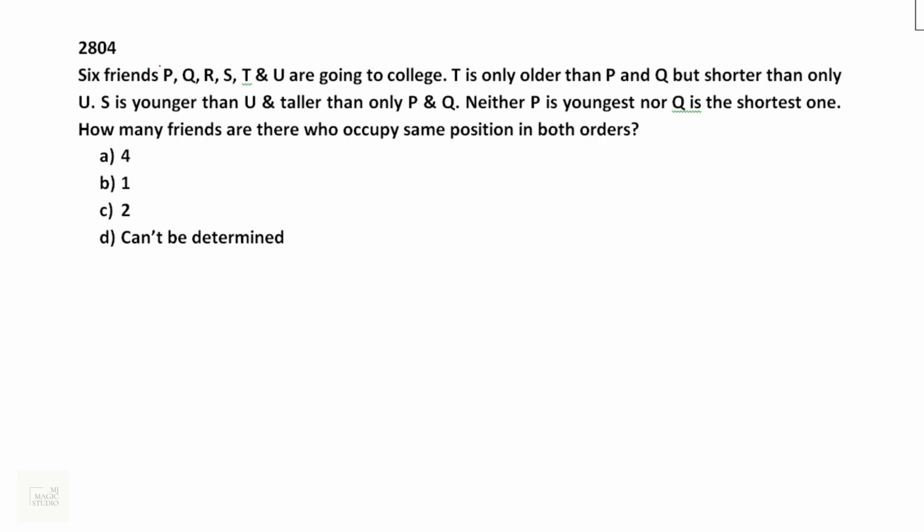Six friends P, Q, R, S, T, U are going to college. T is only older than P and Q. Okay, age 1, 2, 3, 4, 5, 6. I'm arranging them from oldest to youngest. Then T should be at the 4th position, and P or Q at the 5th or 6th position.